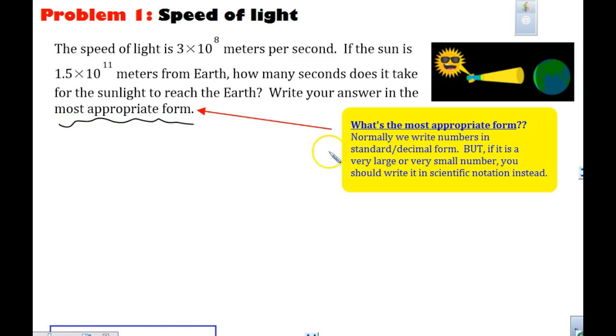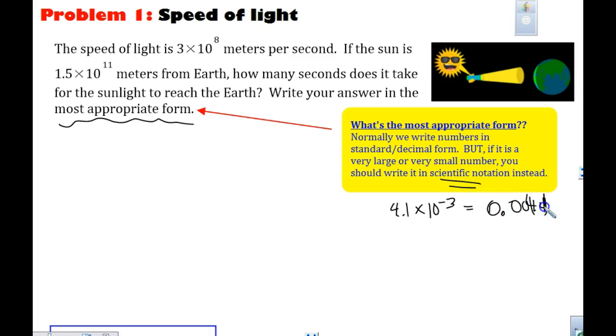So the most appropriate form. This is going to be key on the test. So what is most appropriate? Normally we write numbers in standard or decimal form. So like instead of 3 times 10 to the 8, we would have the 3 followed by the 8 zeros and the 1.5 with 11 zeros. But those get really ugly. So if it is too big of a number or too small, we're going to keep it in scientific notation. My hint would be, when you're trying to decide if it's appropriate, if you have something like times 10 to the negative 3, say you have 4.1 times 10 to the negative 3, it would be appropriate for you to say, oh, that is going to be 0.0041, right?